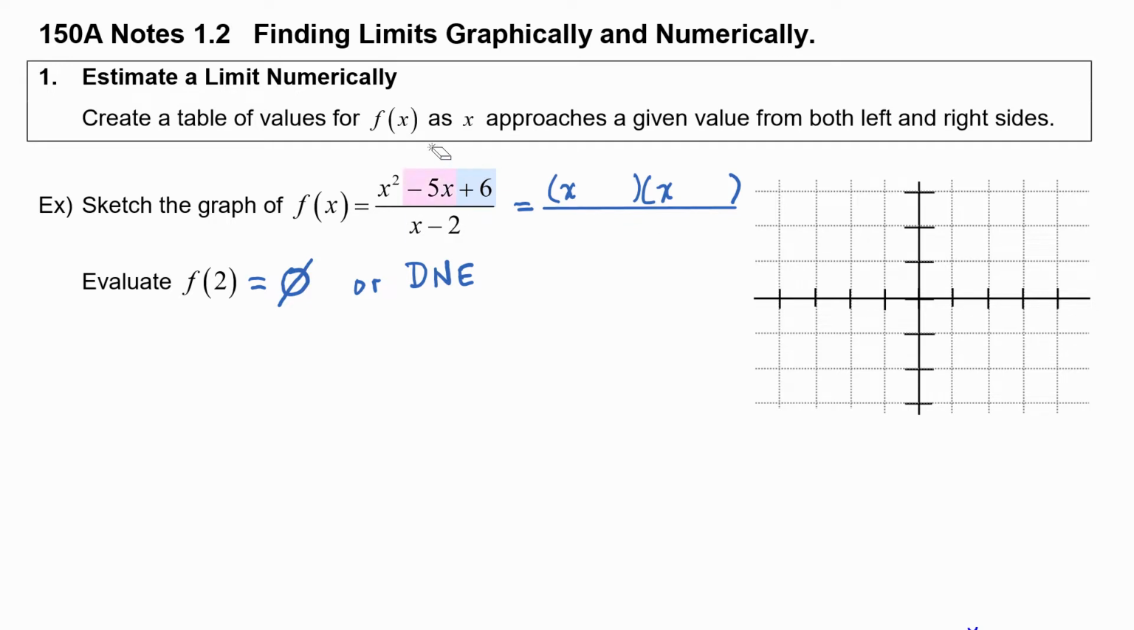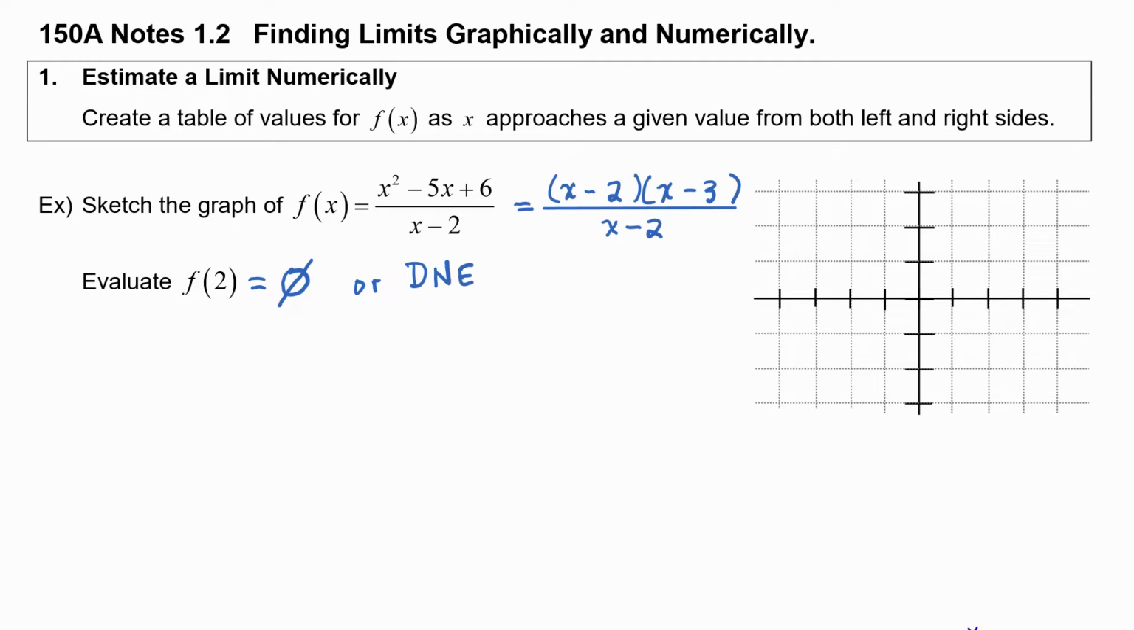Since the middle term is negative 5x, then we will choose a negative 2 and a negative 3 in order to get that positive 6. Because negative 2 times negative 3 is positive 6, but negative 2x plus a negative 3x gives us the negative 5x. Now here we still have x minus 2 in the denominator.